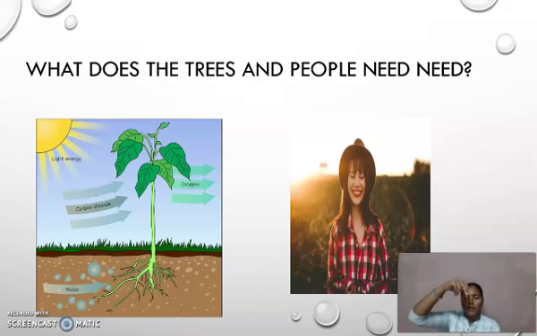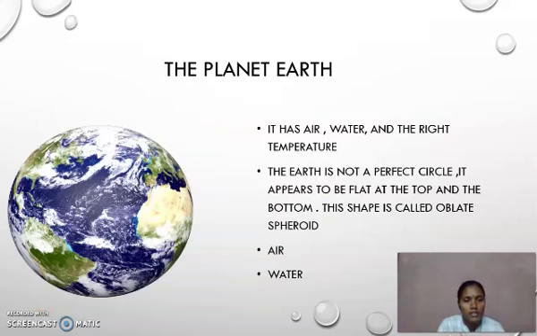And I have already explained yesterday, the earth has 2 poles. One is the north pole, and the other pole is the south pole. Here, more than that, one more thing is also necessary for us. The planet earth has air, water, and the right temperature.